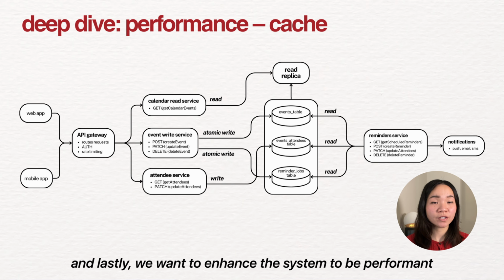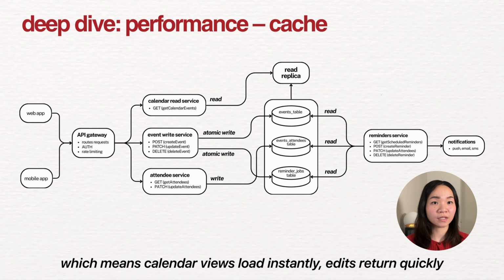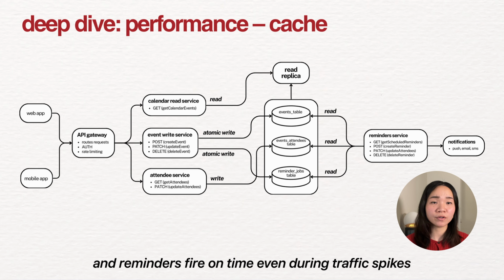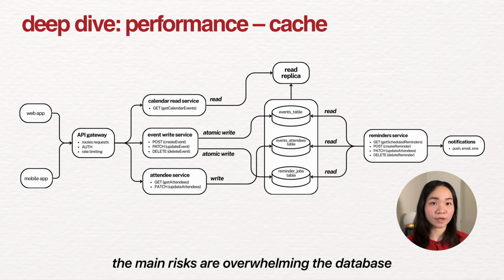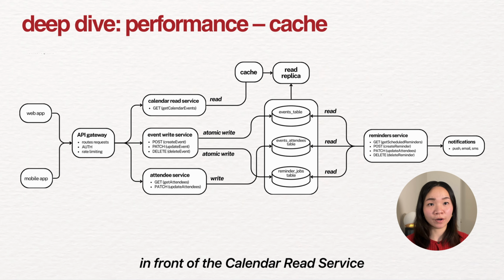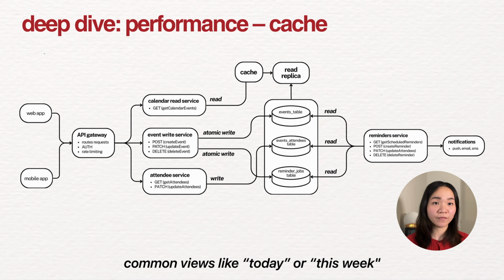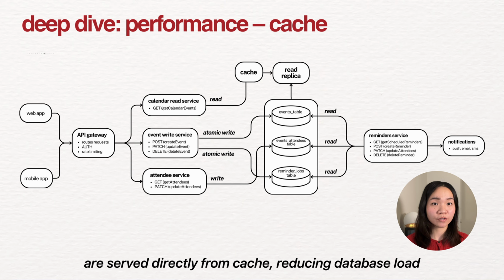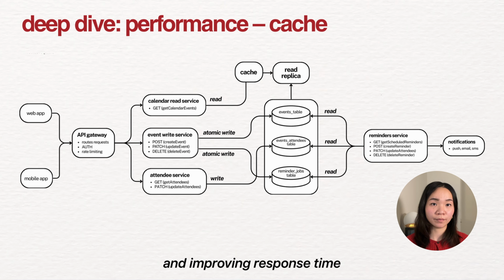And lastly, we want to enhance the system to be performant, which means calendar views must load instantly, edits return quickly, and reminders fire on time, even during traffic spikes. The main risks are overwhelming the database with repeated read traffic and slowing down writes by doing too much work synchronously. To protect read performance, we place a cache in front of the calendar read service. Common views like today or this week are served directly from cache, reducing database load and improving response time.